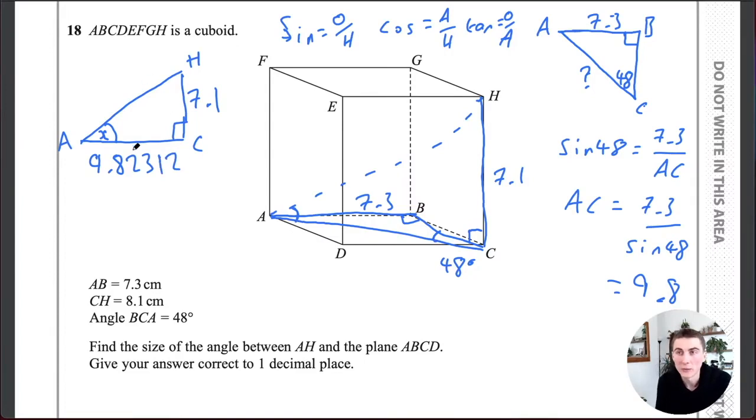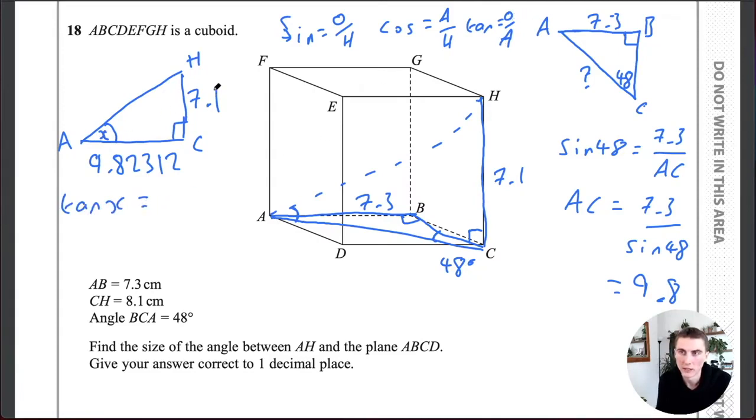So now we do the same thing for this triangle. Now we want to find this angle. And we have the opposite and the adjacent. So if we look at these equations, the one that has opposite and adjacent is tan. So I know that tan of x, x being the one I want, is equal to opposite over adjacent.